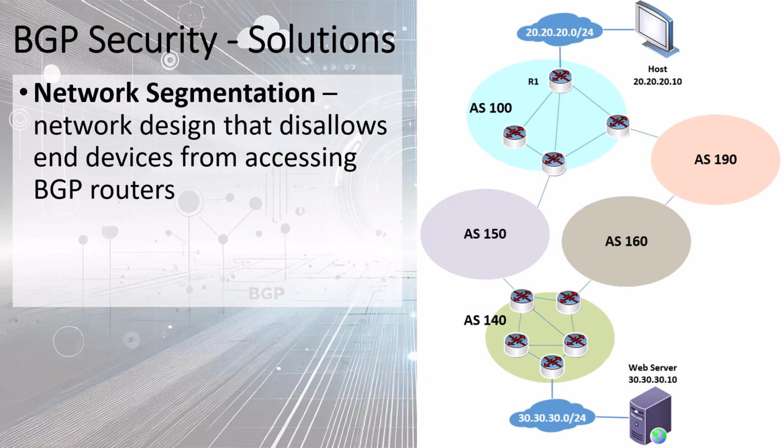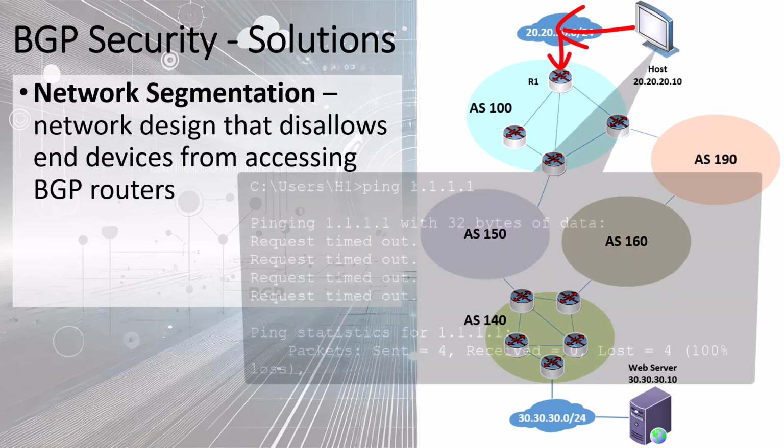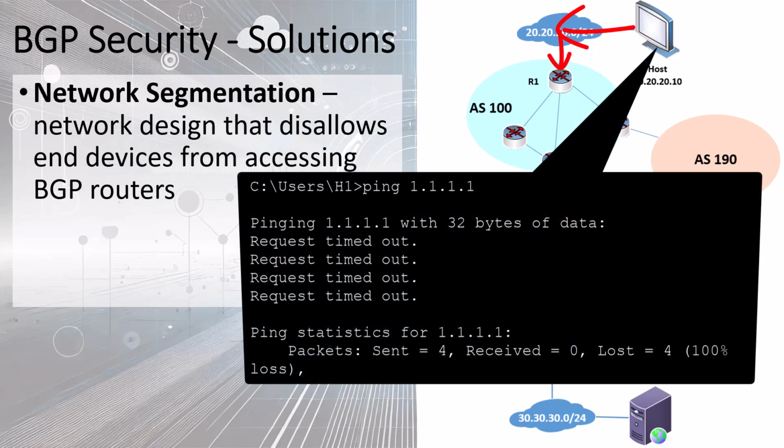Now, often in BGP labs, students wonder, why can't I ping the BGP router from my end device? And actually, you don't need to. It's unnecessary. And in production networks, you would never have an end device communicate directly with a BGP router. The BGP routers are there just to advertise the routes, and they shouldn't be directly reachable from the networks they advertise.